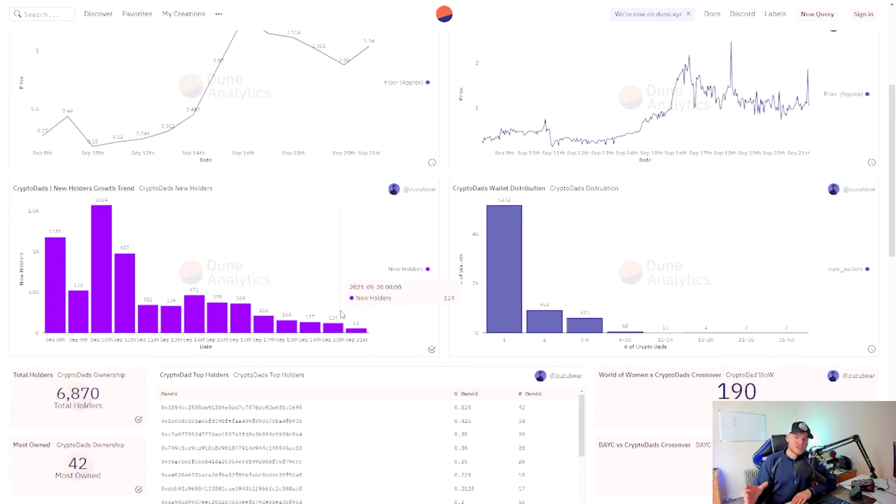And this is why it's so interesting to really look at these analytics and study them. The wallet distribution as well. How many people just own one? More than 50% of people own one of the CryptoDads, and then it goes down to 954. That's a massive, massive drop off when it comes to the actual number of wallets who hold more than one. And again, we can see how this price is going to react in that sense, and how the holders are genuinely thinking about this project.